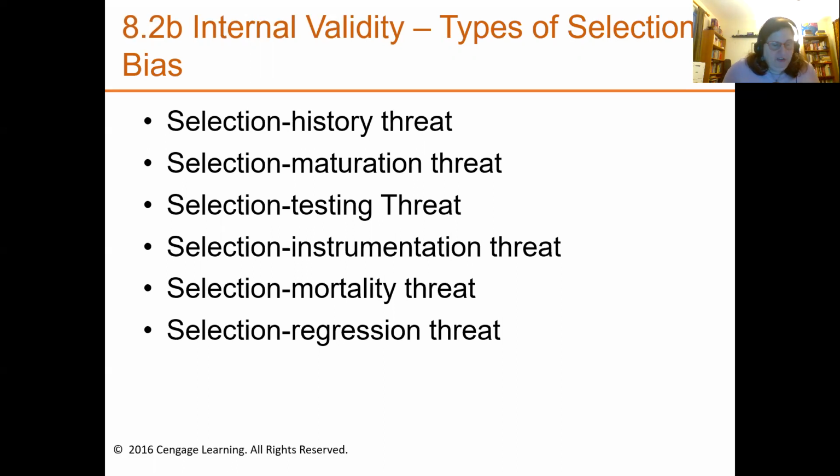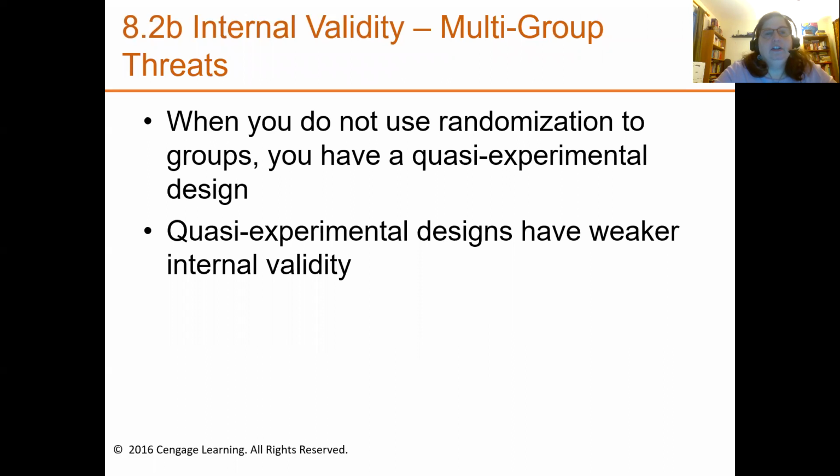And then finally, our selection regression threat. That can happen if there are different rates of regression to the mean in the two groups. Okay. So when you do not use randomization to assign your groups, you have a quasi-experimental design, and quasi-experimental designs have weaker internal validity. And what does weaker internal validity turn into? Weaker ability to determine cause and effect. So again, random assignment to groups is a really critical piece of an experimental design.